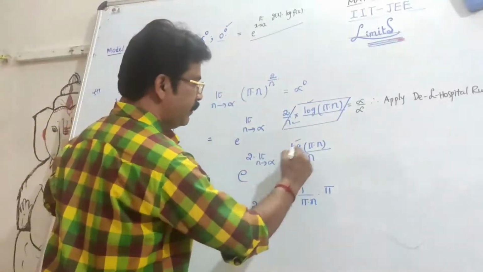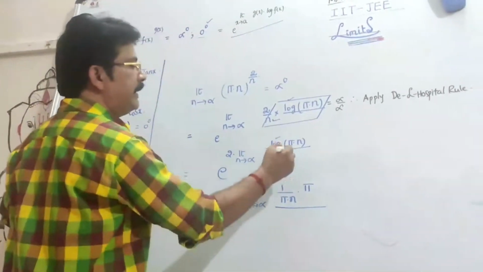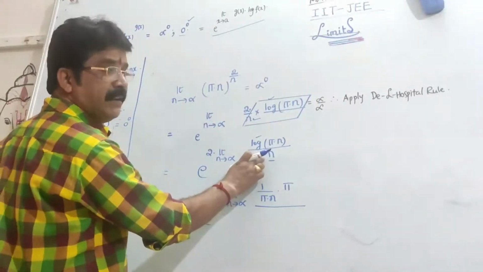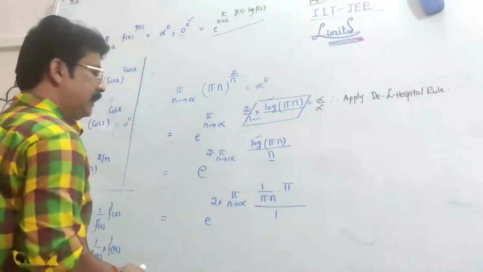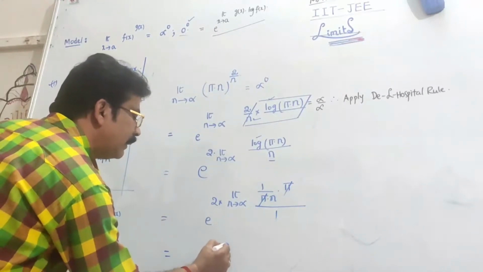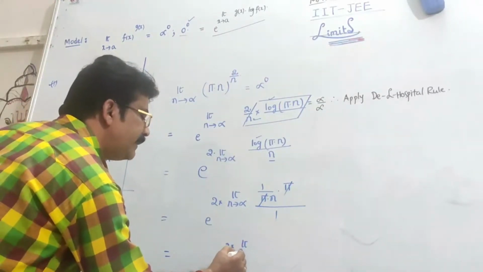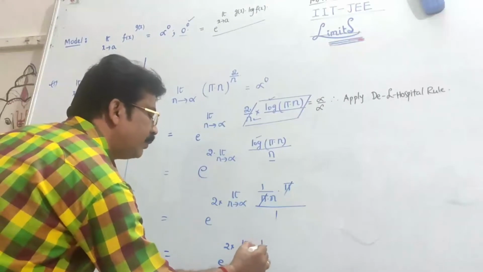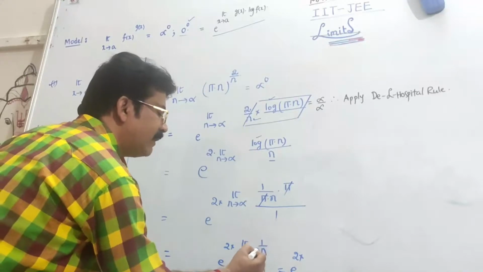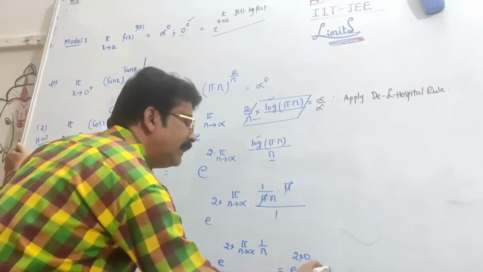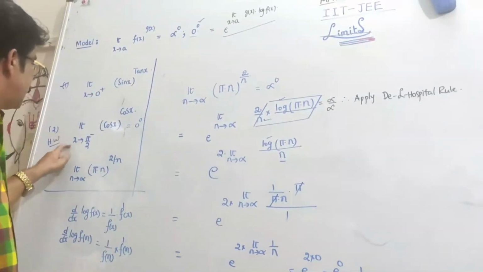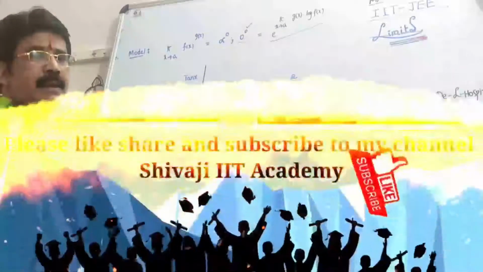Numerator over, whole divided by denominator. d by dn of n is 1. Pi cancels, that is equal to e power 2 into limit n tends to infinity, it remains only 1 by n. So e power 2 into, n is infinity, 1 by infinity is 0, that is equal to e power 0, that is equal to 1. Over. Do the second question yourself. Okay. Next.